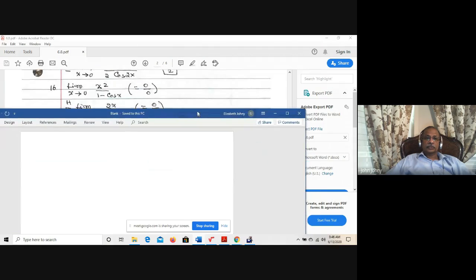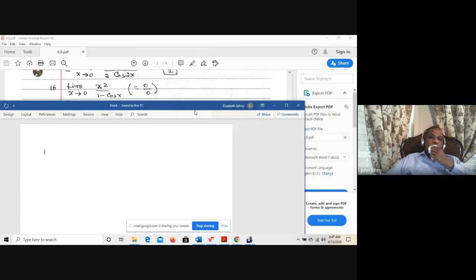Number 16. Limit x approaches 0, x squared divided by 1 minus cos x. Numerator is 0 squared, that is 0. Denominator is 1 minus cos 0. Cos 0 is 1. So 1 minus 1 is 0. So it is 0 over 0. So apply L'Hopital's rule.